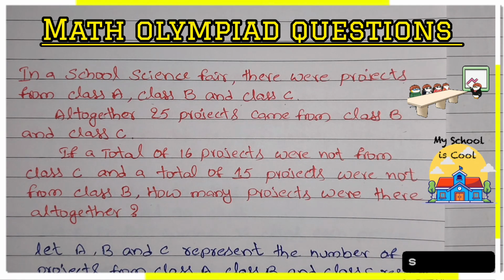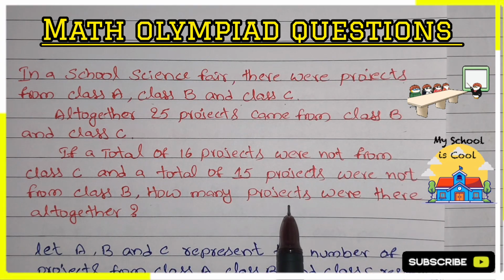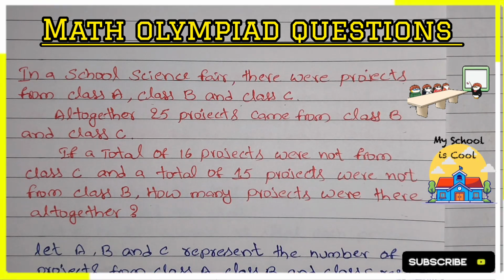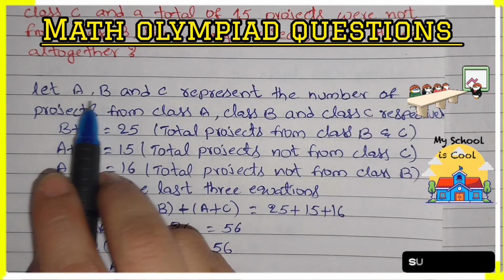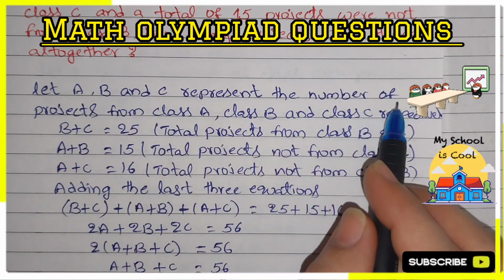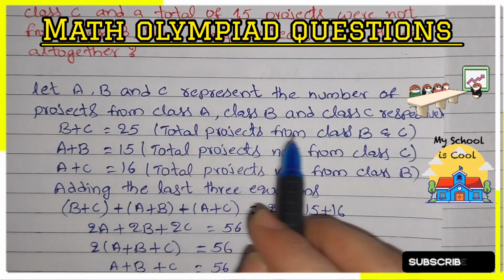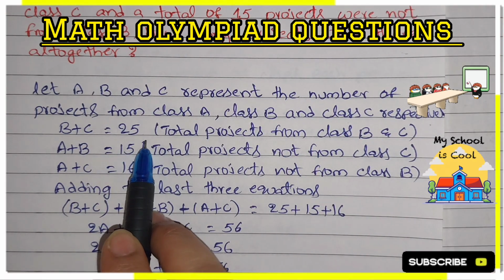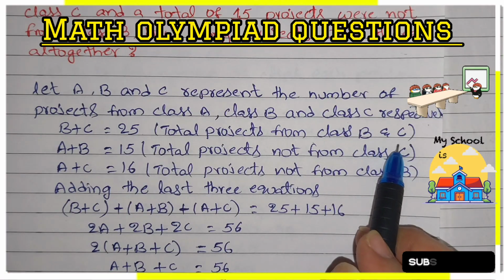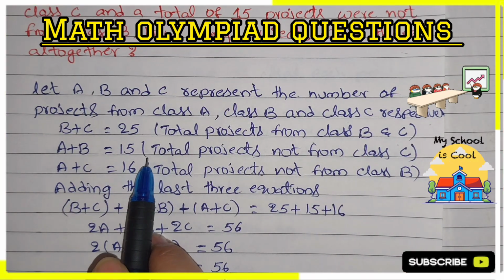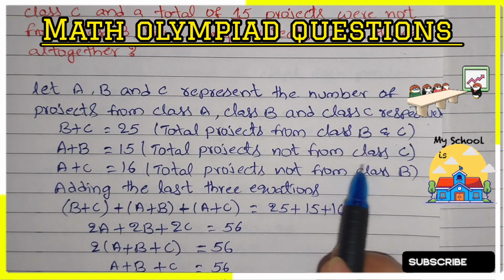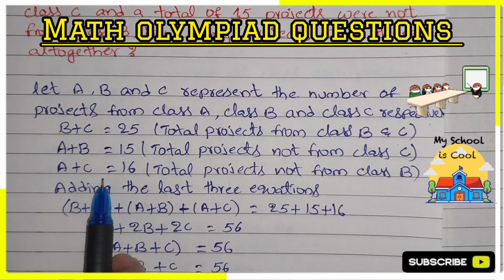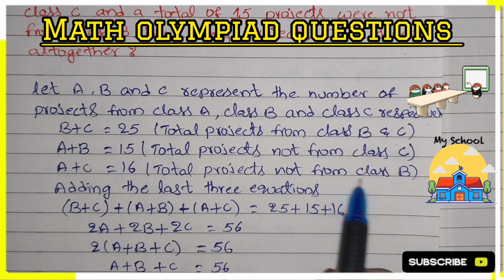Read the question carefully and understand it, what they given, what we have to find. We have to find how many projects were there altogether. Let's see how to solve this problem. Let A, B, C represent the number of projects from class A, class B and class C respectively. B plus C equals 25, total projects from class B and C. A plus B equals 15, total projects not from class C. A plus C equals 16, total projects not from class B.